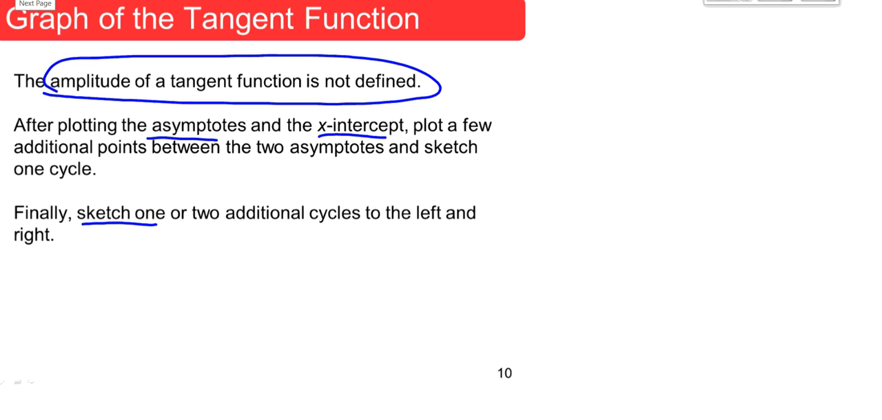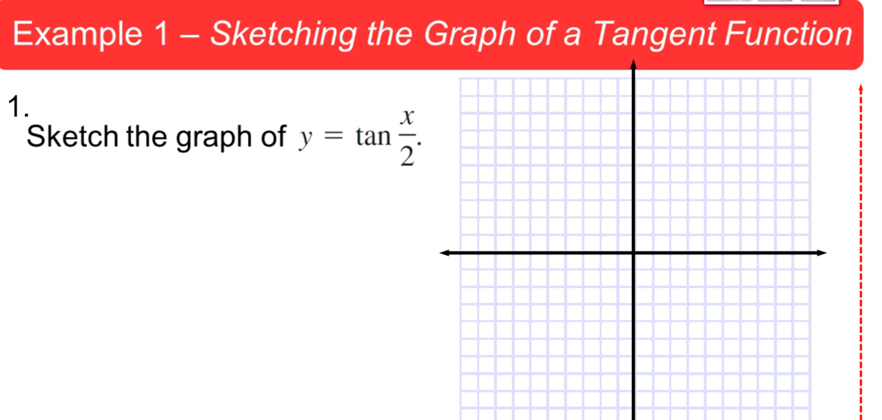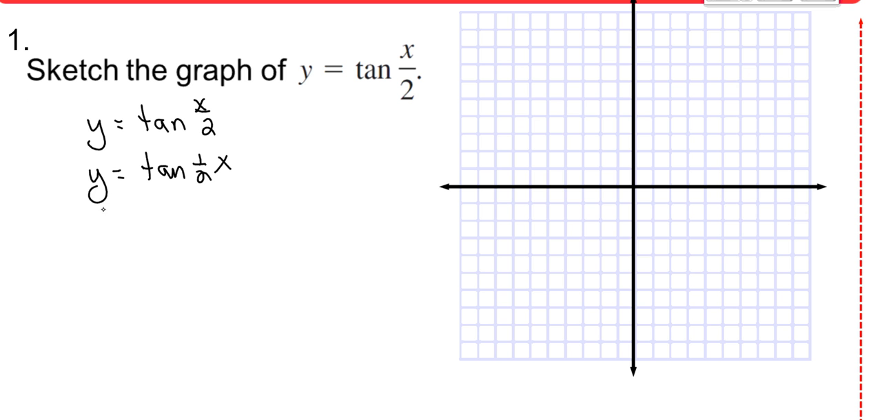Okay, let's look at one and graph it as we go. If you feel like you want to graph this yourself and then check my work, by all means, go ahead, and I will just get started on it here. So y equals the tangent of x over 2. Just a reminder, that's the same as y equals the tangent of 1/2 x. So keep in mind that this b is equal to 1/2.